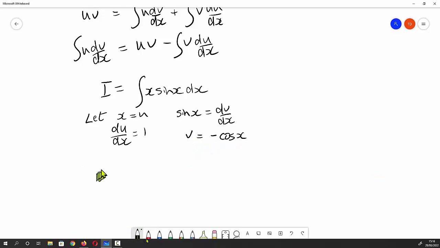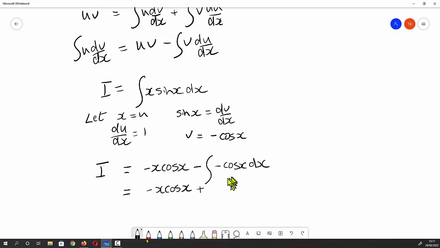So now we can say that I is equal to uv, which is minus x cos x. So that's uv, and then that's going to be minus the integral of v du dx, which is going to be the integral of minus cos x dx. So now we can say that that is equal to minus x cos x, and we've got a minus here and a minus here, so we can say plus, and then if you integrate cos x, you're going to get sin x plus a constant.